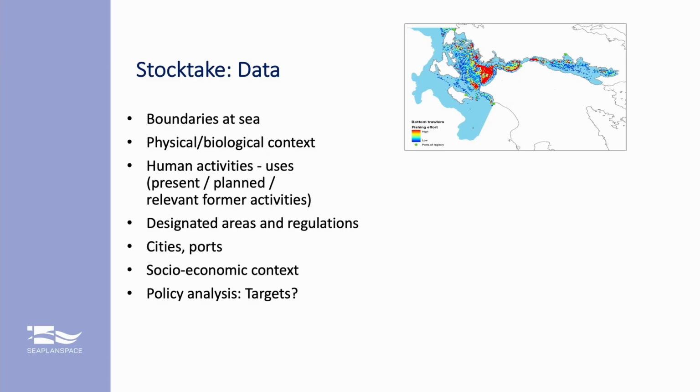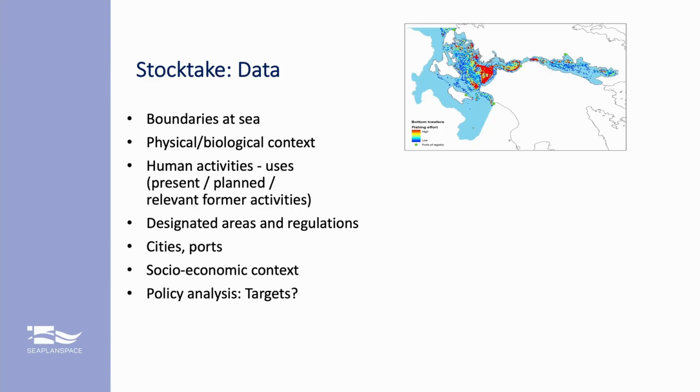So obviously you have to think about the boundaries, the legal boundaries, but also the ecosystem boundaries, the physical and biological context, and obviously the human activities itself, because these are the ones which are meant to be guided by the spatial planning process. And here it is important to see the difference between mapping and the planning later on, because it's not only important to show what is out there in the present, since maritime spatial planning is about planning the future. So look also into the activities which are planned out there, as well as sometimes relevant former activities, to look into what was happening prior to the maritime spatial planning.